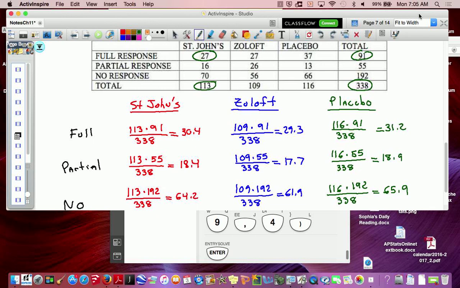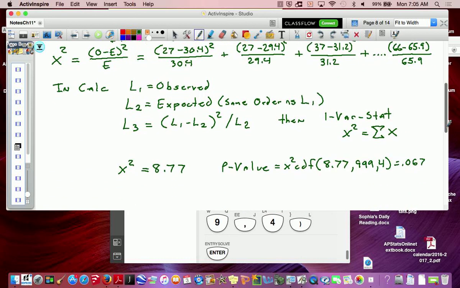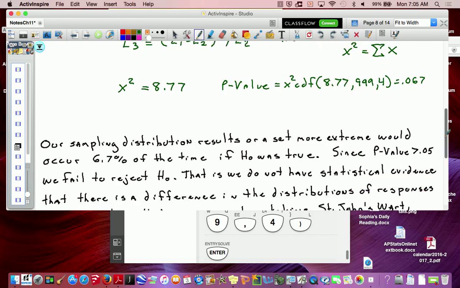So let's see how Mr. Bartz actually did. I'm hoping he did okay. 0.067, how about that? So there's his chi-squared statistic, got the same value, my p-value. So then what I can do is make my conclusion.